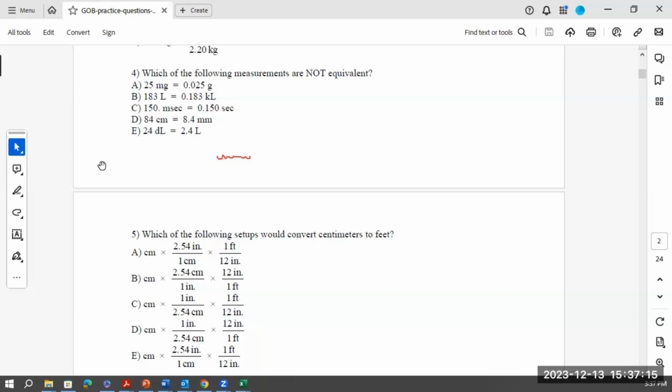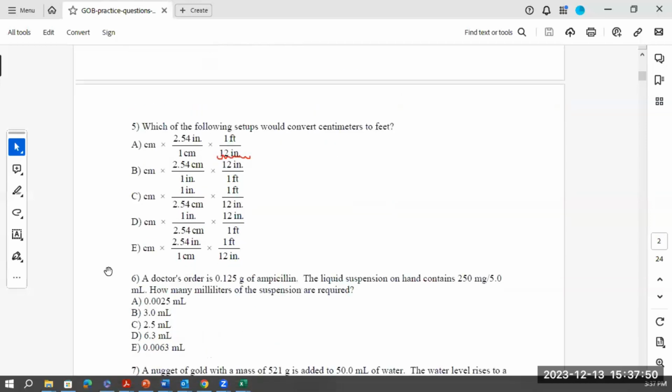So if we had 84 centimeters, that should be 840 millimeters, right? Because we know that it's 10 times greater, right? So it should be 10 times greater, right? Because centi is 100 and milli is 1,000, right? And so that means it's just 10 times more. So then if we had 84 centimeters, that should be 840 millimeters. So D would be our incorrect answer. So D was the one that we're looking for. D as in donkey. Do you guys see that?